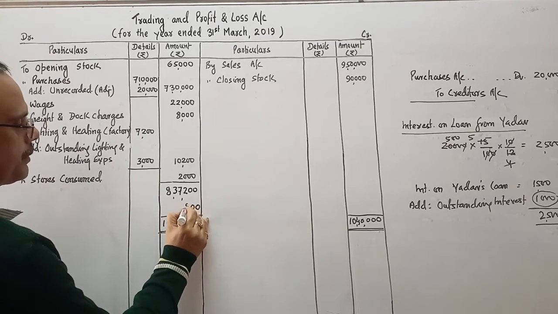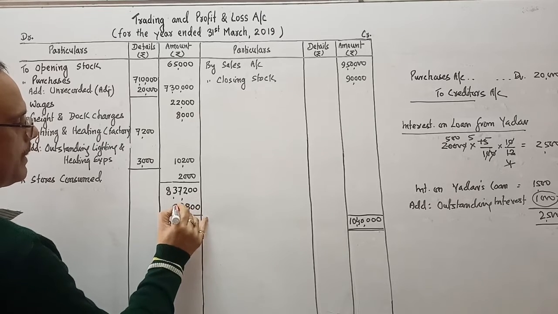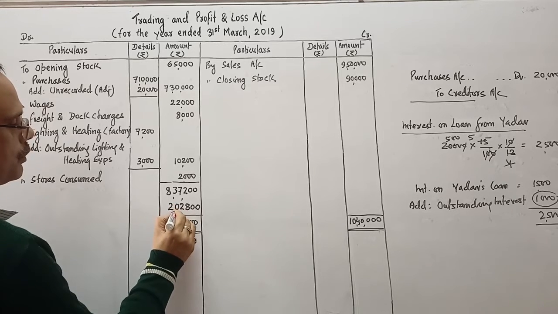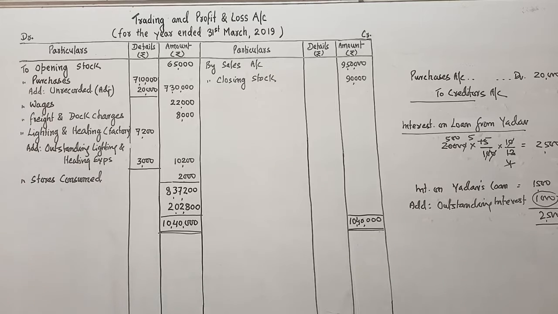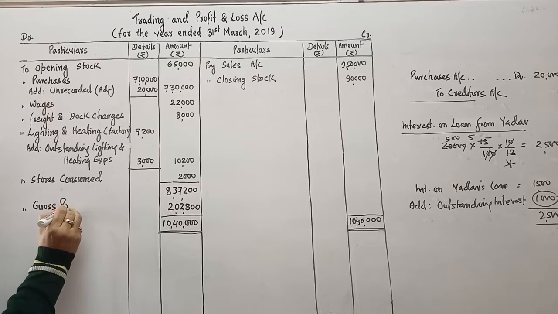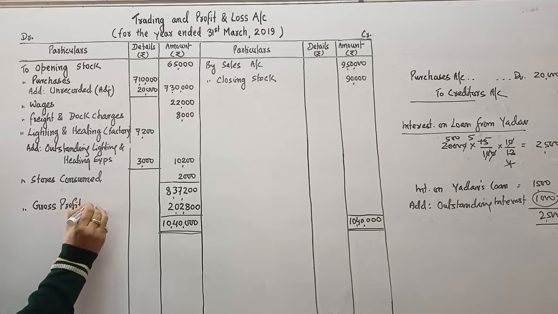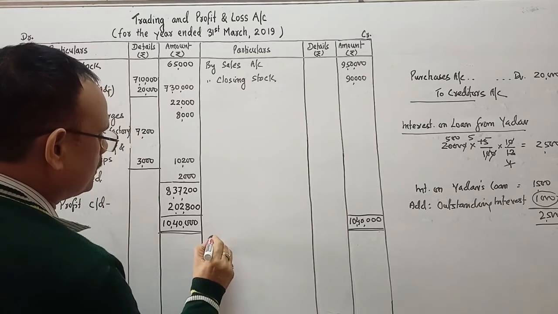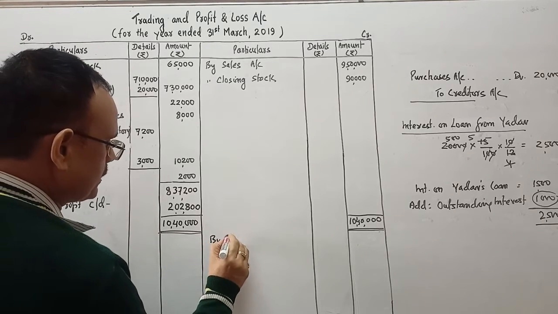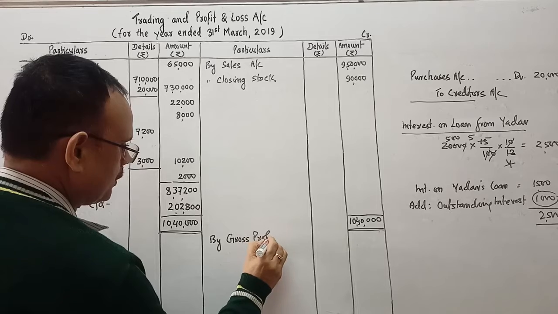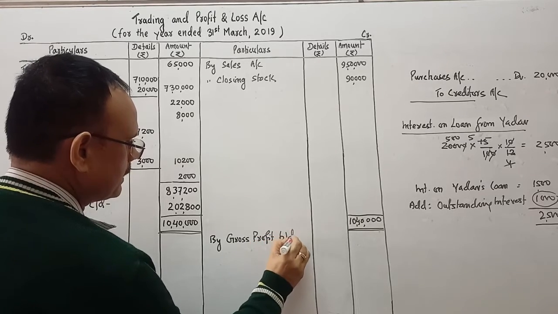2,02,800 is gross profit. This gross profit will be carried down, transferred to the profit and loss account. So from here we will start the profit and loss account. This gross profit will be brought down in the profit and loss account.